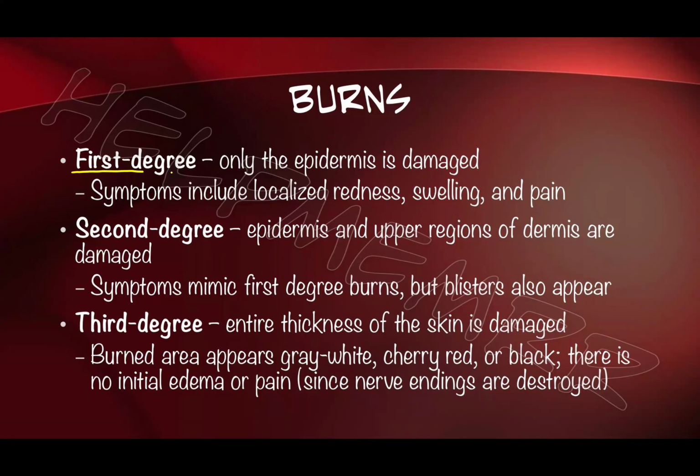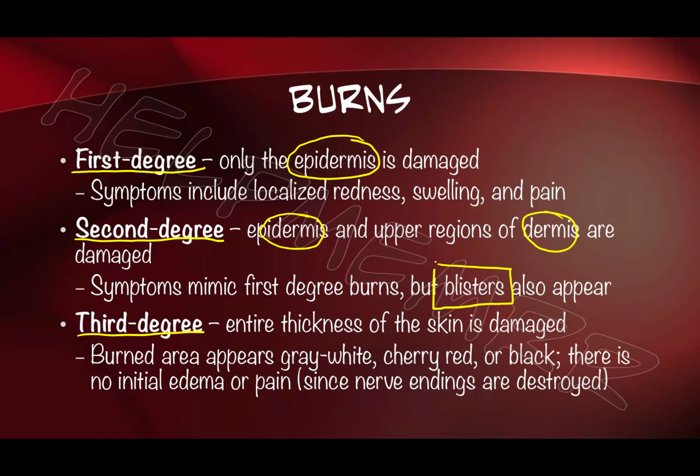We do have these degrees of burns, first, second, and third. The way that we use these degrees is based off of the layers of the skin. If only the epidermis is damaged, we call that first degree. If epidermis and upper parts of the dermis, one, two, second degree. But I will tell you this, a key to identifying a second degree burn is blisters. A first degree burn has localized redness, swelling, pain, think like sunburn. Second degree burn, we're seeing these blisters.